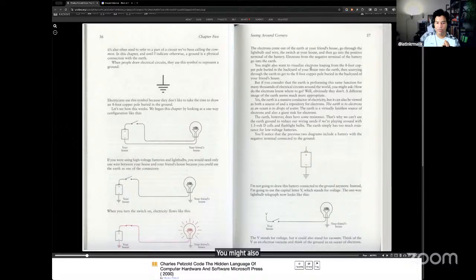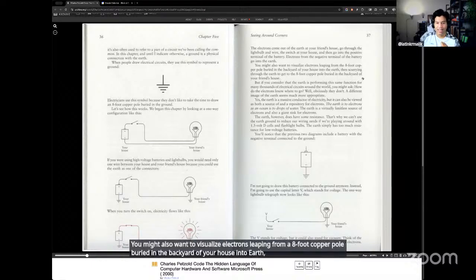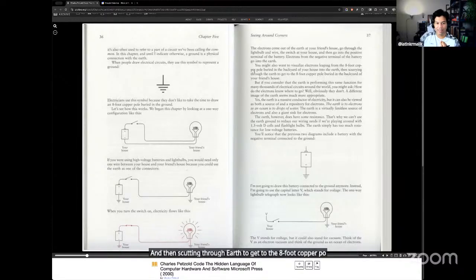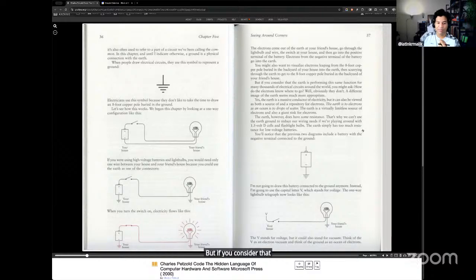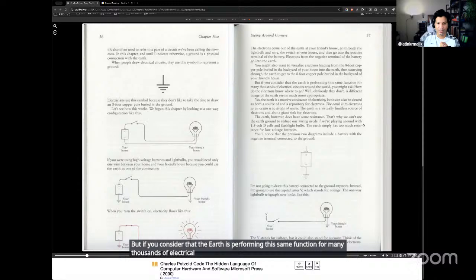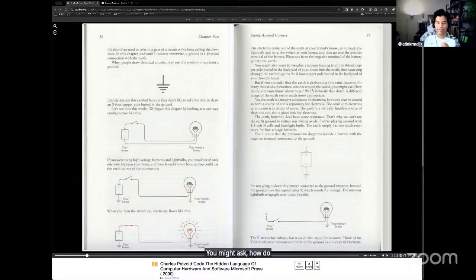You might also want to visualize electrons leaping from an 8-foot copper pole buried in the backyard of your house into Earth and then scurrying through Earth to get to the 8-foot copper pole buried in the backyard of your friend's house. But if you consider that the Earth is performing this same function for many thousands of electrical circuits around the world, you might ask, how do electrons know where to go? Well, obviously they don't. A different image of Earth seems much more appropriate.